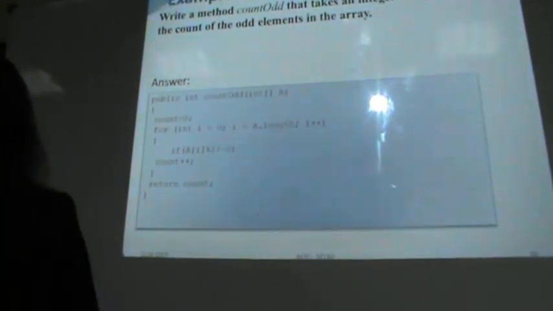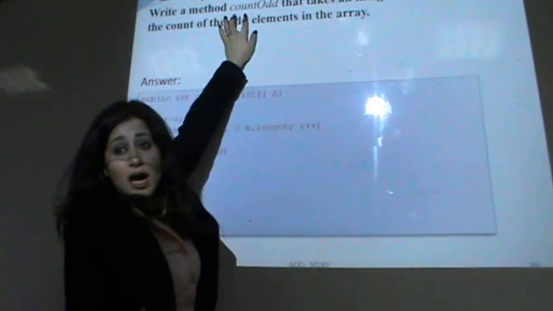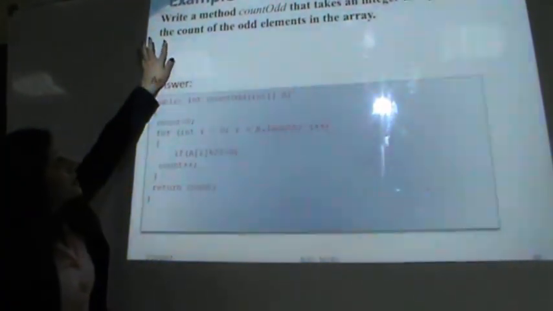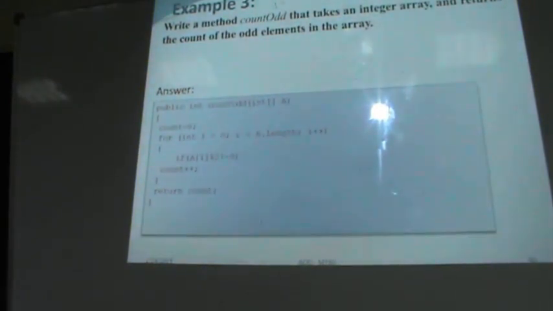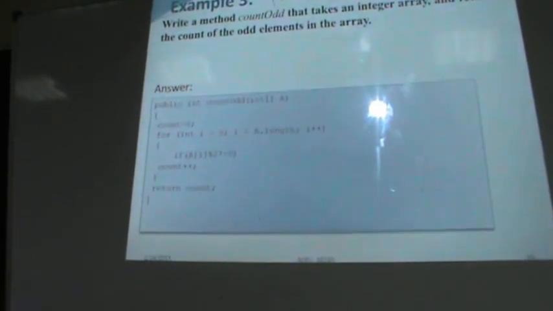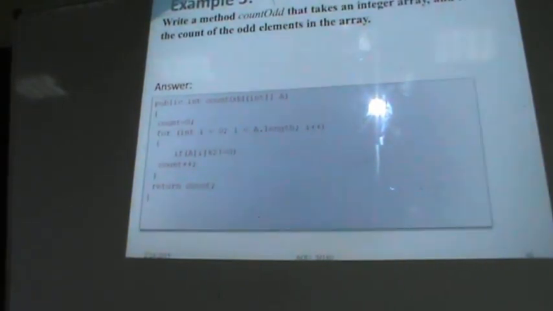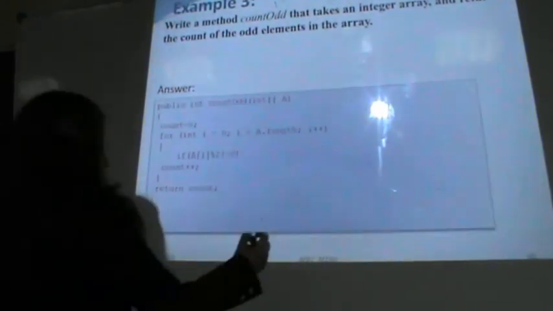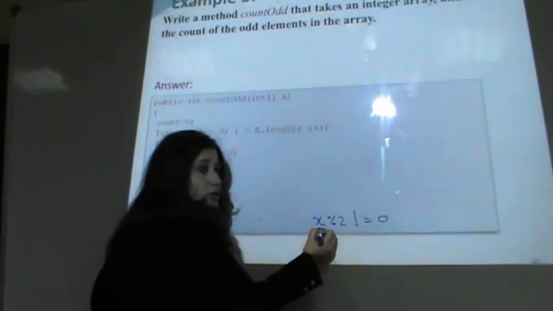Here is an example on a one-dimensional array. Write a method called countOdd that takes an integer array and returns the count of the odd elements, which means we will take an array as an argument for the method, and we will return how many odd elements are inside the array. How can we count odd elements? How can we say whether this element is odd or not? If it is not divisible by 2: if x modulo 2 is not equal to 0, then x is odd.